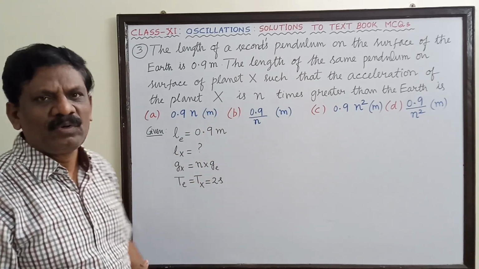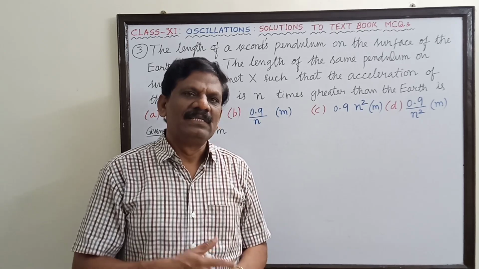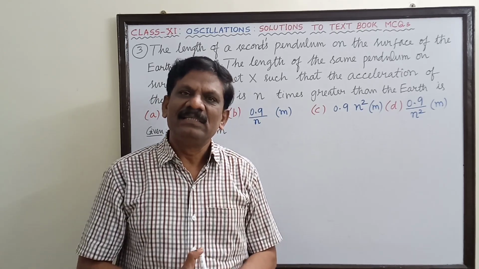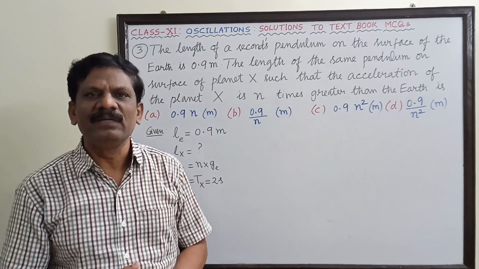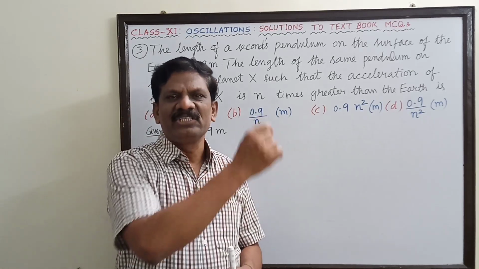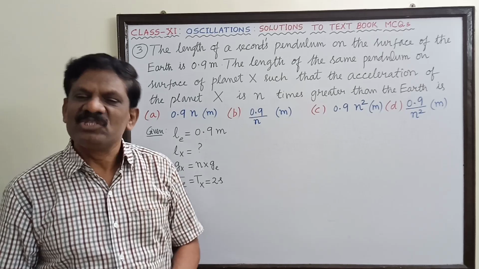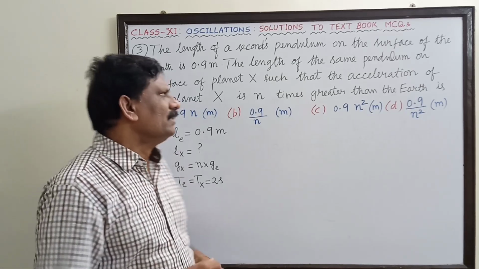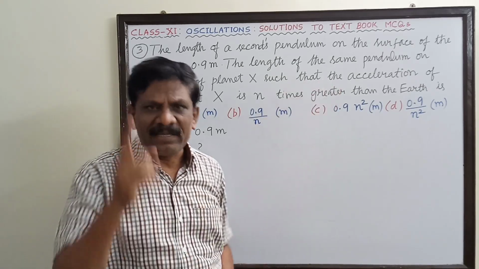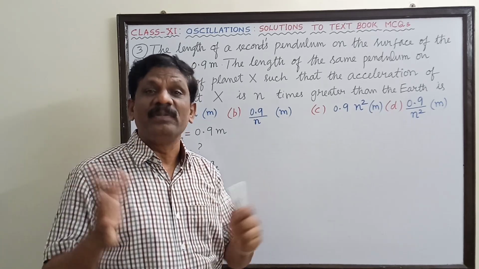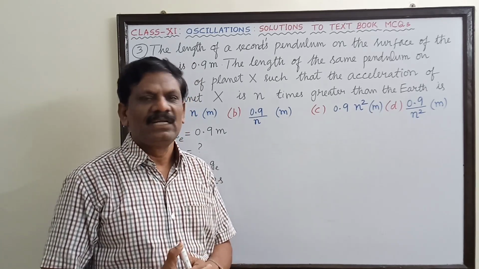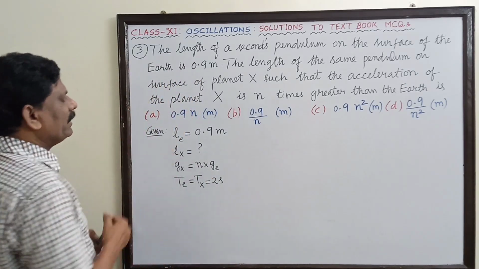Before that you must know what a seconds pendulum is. A seconds pendulum is a type of simple pendulum whose period of oscillation, the time taken to make one to and fro motion, is 2 seconds. Now for the same time period on the planet X, what should be the length of the pendulum is asked. So what are the given quantities?